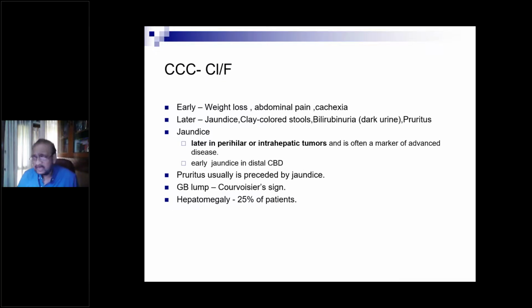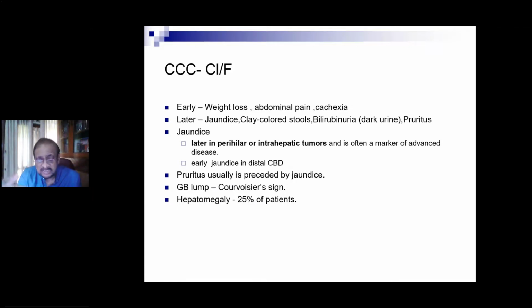The clinical features: early weight loss, abdominal pain, cachexia, late jaundice, clay-colored stool, raised bilirubin, and pruritus. They're all features of obstructive jaundice. In the early stages, the consumptive features in the form of abdominal pain, weight loss, and cachexia. Jaundice late in perihilar or intrahepatic tumors is often a marker of advanced disease. So once it appears, it tells you that if this patient has cholangiocarcinoma, it is pretty late in the advancement of this disease.